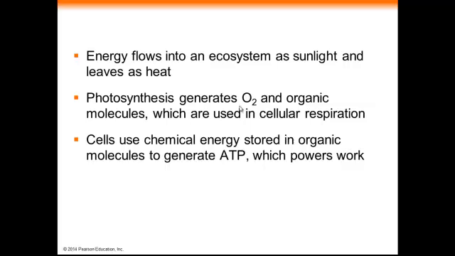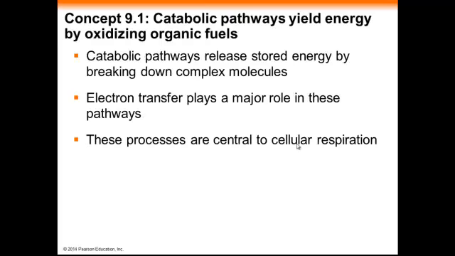Photosynthesis generates a couple of things, oxygen and organic molecules such as sugar, which are both then used in the process of cellular respiration. What cellular respiration does is it generates ATP, which powers cellular work. The processes in cellular respiration are considered catabolic because they break things down and release energy. And the way that energy is released is through electron transfer. That has a lot to do with these pathways and how they move energy around. And we're going to talk a little bit about that and then get into some detail on cellular respiration.